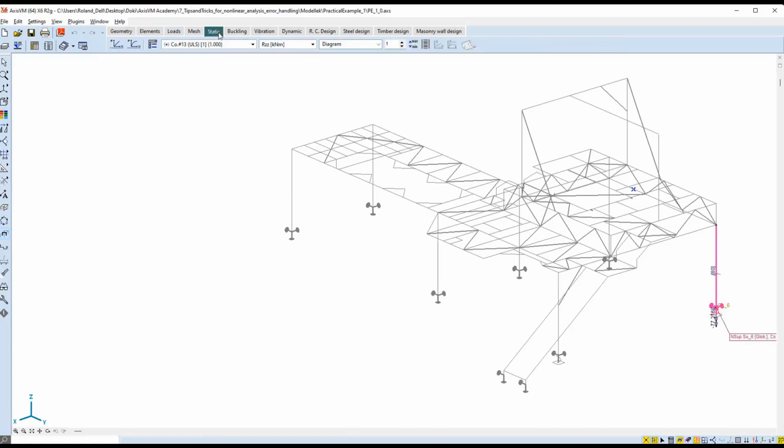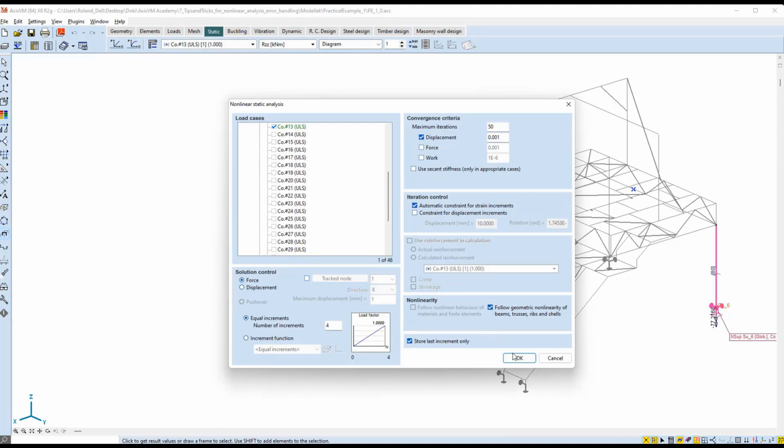First of all, let's check the parameters of the nonlinear calculation and let's reproduce the problem. 4 equal load increments are set with a maximum iteration of 50. Only the displacement convergence criterion is turned on with its default value 10 power to minus 3. There are no nonlinear elements in the model. The source of nonlinearity is only the geometric nonlinearity. Let's start the analysis with these original parameters and let's see the results.